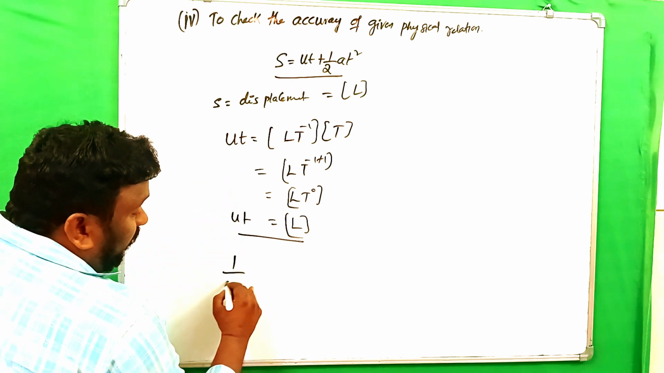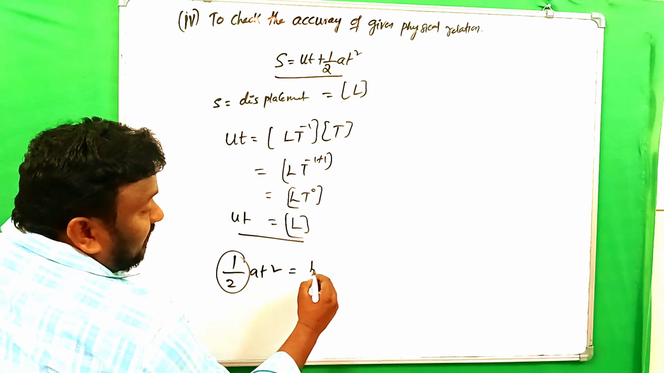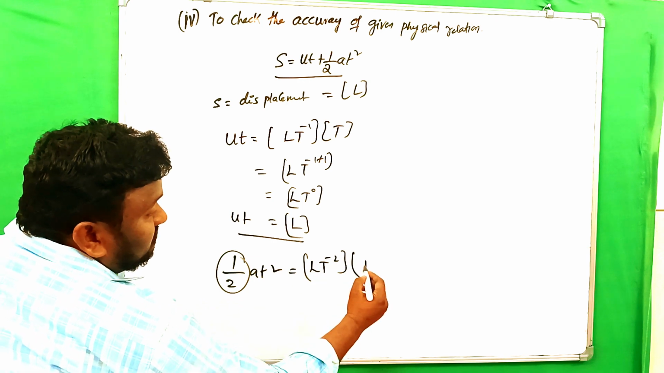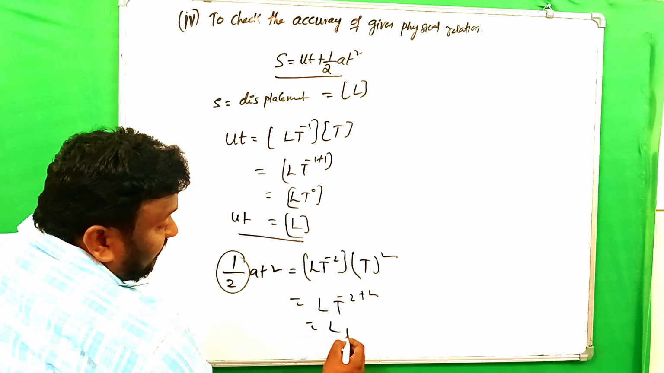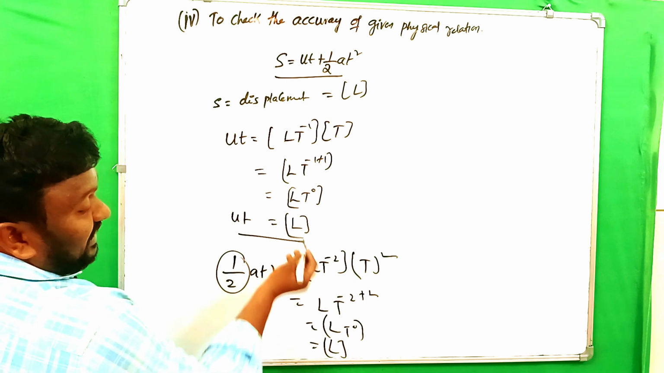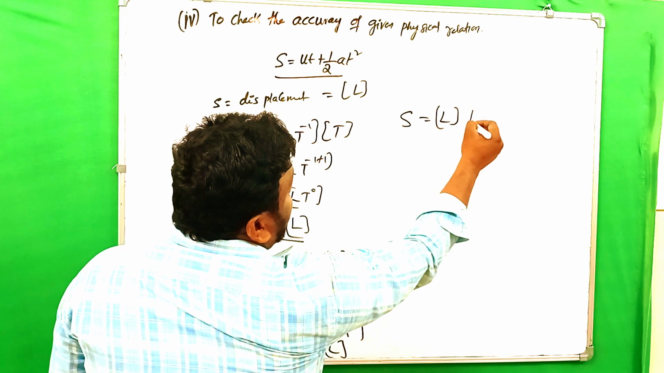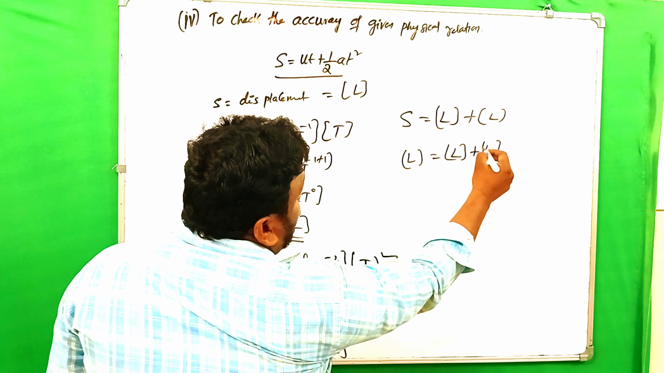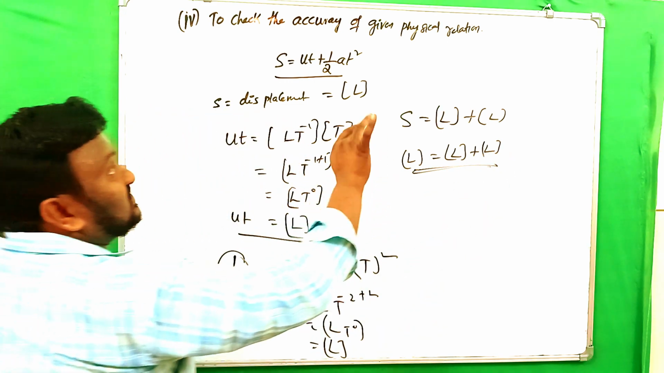So it is L. And similarly here, for half at squared, there is no dimension formula, we can write it for only a t squared. LT inverse 2 is the dimension formula of a, and t means time, T squared. Then L into T to the power of minus 2 plus 2, then L T to the power of 0, that equals L. So here both have the same dimension formula. Now it obeys the principle of homogeneity. That's why this relation is correct.